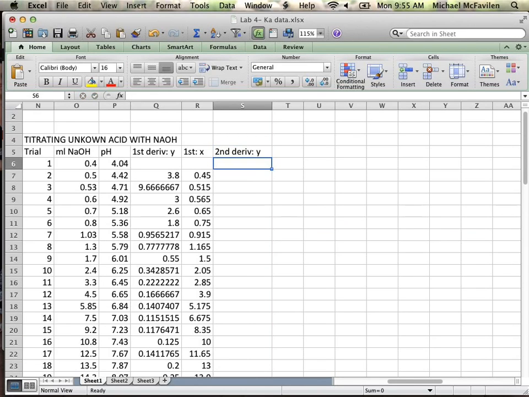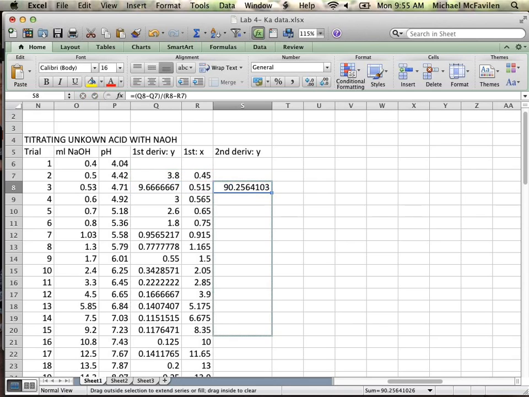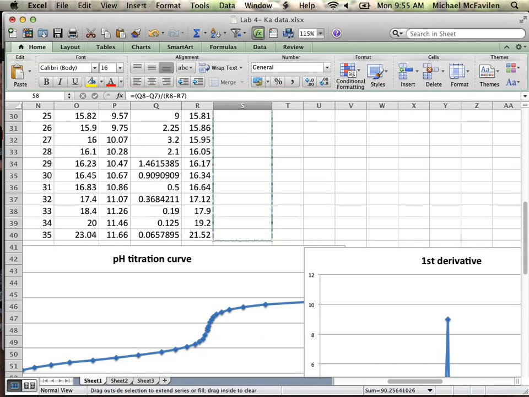Again, we'll call it y first. We want the slope of our first derivative. So what we'll go through and do is say the rise, which is our y value, difference in y. Again, we want to watch out for those parentheses because we want order of operations to be appropriate, divided by the change in our run. And we now have the slope at that value. Again, click and drag to copy this data all the way down.